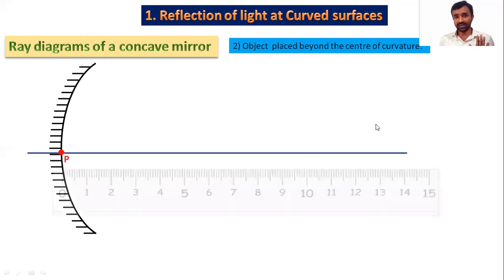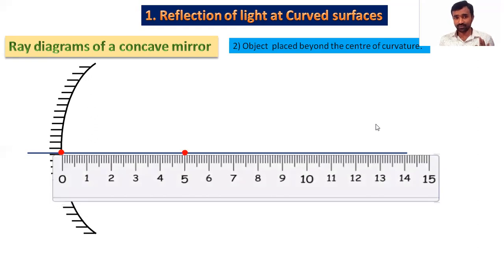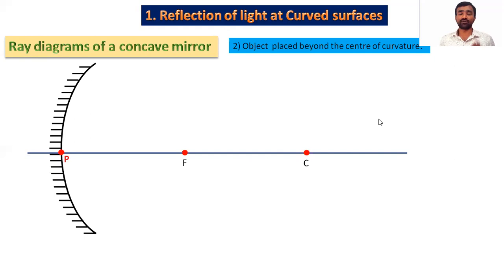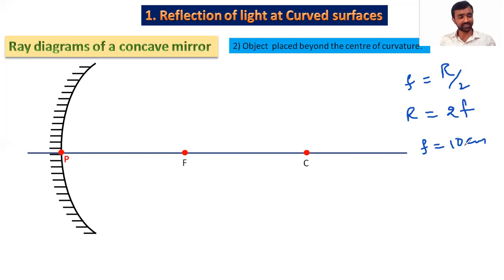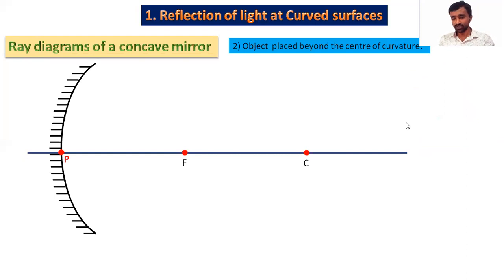Pole identified, and at a distance of 5 centimeters, 5 centimeters, totally 10 centimeters, identify the focus and center of curvature because we made a relation: focal length is half of the radius, or radius is double the focal length. So I used focal length 5 centimeters and radius of curvature 10 centimeters. That logic only I have shown. Okay, right. So see again.